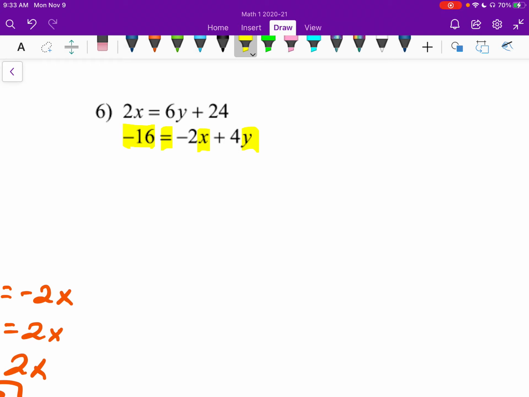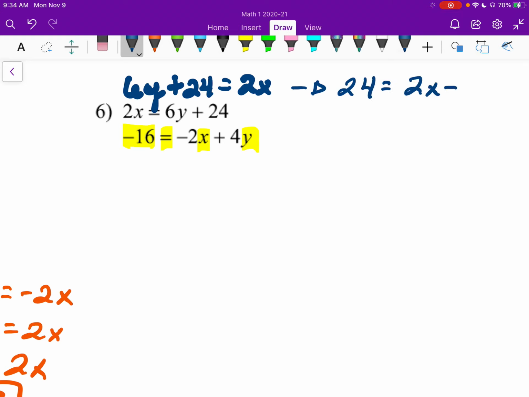So the way that I'm going to do that is I'm going to start off by, let me rewrite it just a little bit. I'll say 6y plus 24 equals 2x. I just flipped it over the equal sign. And then whenever it's like this, I can see very nicely that my y needs to move over. So I'm going to rewrite this as 24 equals 2x minus 6y. The bottom one stays the same. Negative 16 equals negative 2x plus 4y.